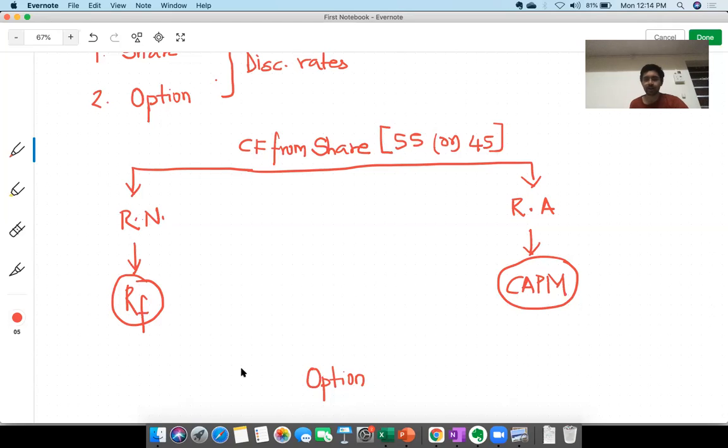Now I am talking about the discount rate that needs to be used for discounting the cash flows from option. This can be either 7 or 0.